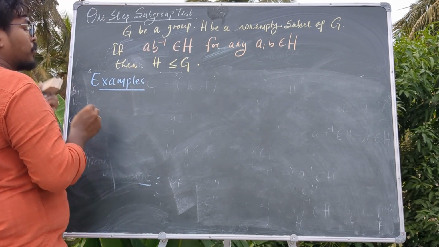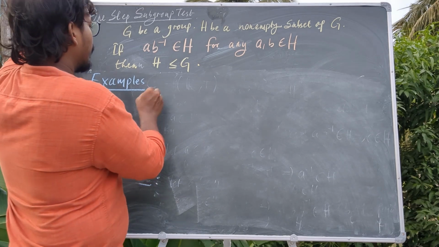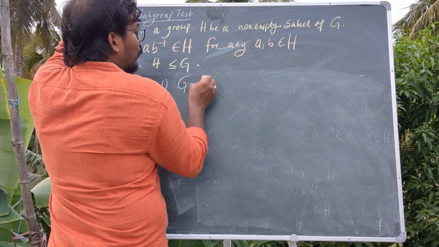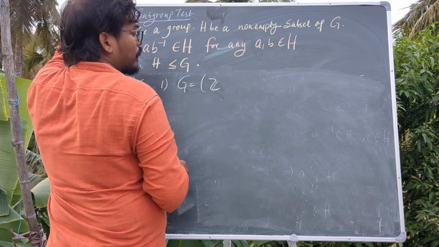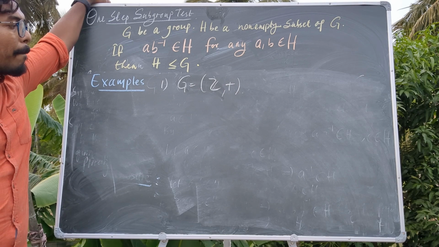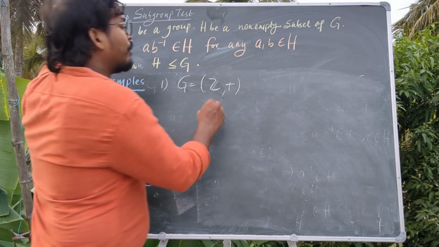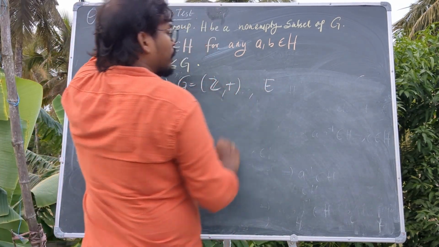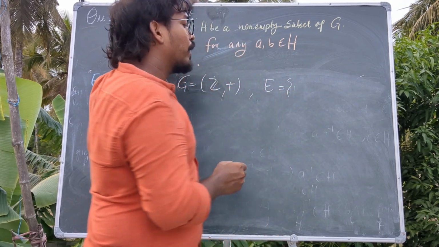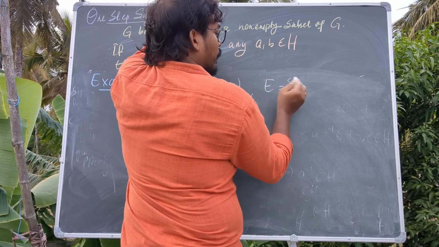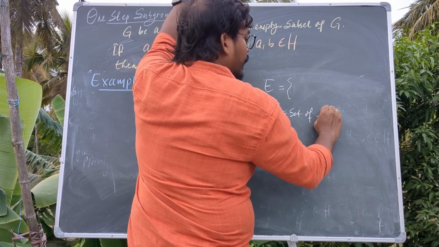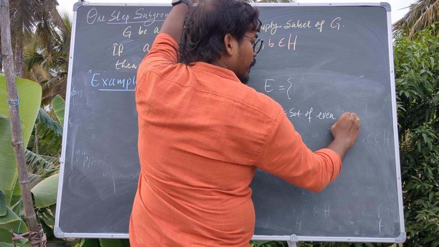Let us start from a simple example. First example: suppose our group is the set of integers under the operation addition, and I am taking a subset. Suppose it contains all even numbers, the set of even numbers.